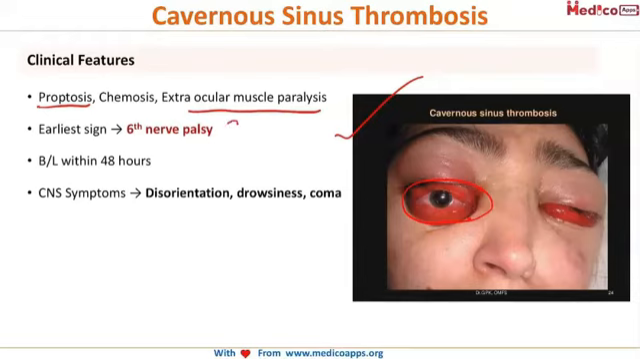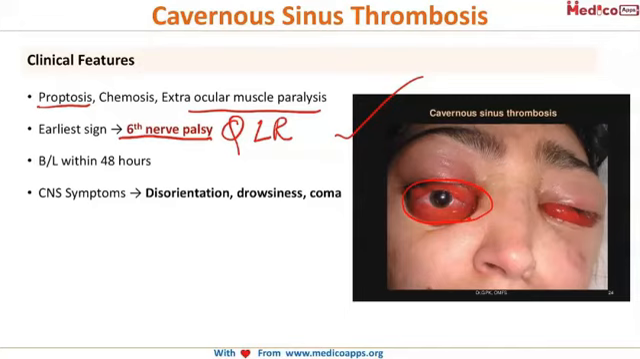Now an important question over here, what is the earliest sign of cavernous sinus thrombosis? And your answer will be sixth nerve palsy, the nerve that is in the center of the cavernous sinus, that is going to be affected the earliest when there is cavernous sinus thrombosis, causing what palsy? Sixth nerve supplies the lateral rectus. We all know that, so it will cause a lateral rectus palsy. So you can understand from that the patient will have an exaggerated action of medial rectus causing adduction of the eye. That will be the position of the eye.